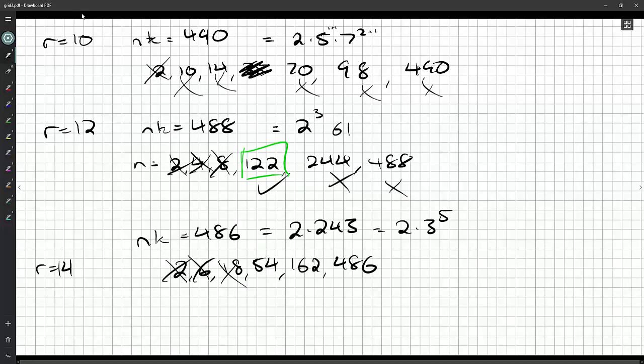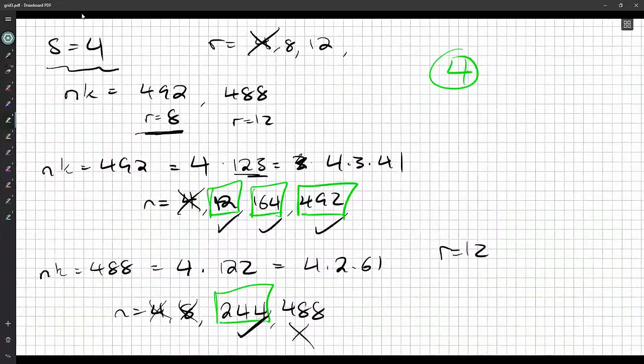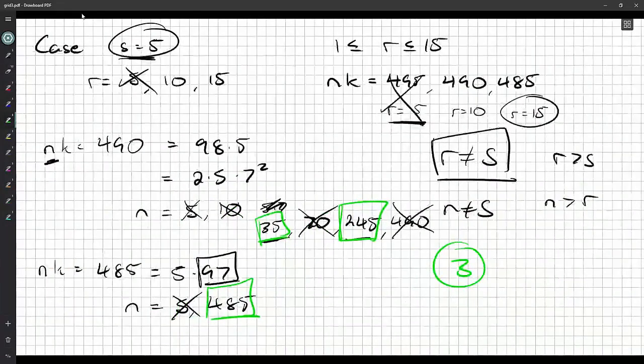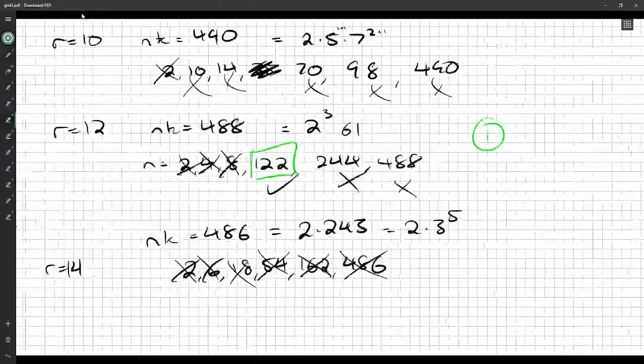54 minus 2 is 52, which is not a multiple of 14. 162 minus 2 is not a multiple of 14. 486 minus 2 is not a multiple of 14. So it looks like we only got 1 on this page. That seems kind of odd. 1, 4 is 5. Another 4 is 9. Another 3 is 12. And that's it. So was 12 one of the possibilities, or has something gone wrong?